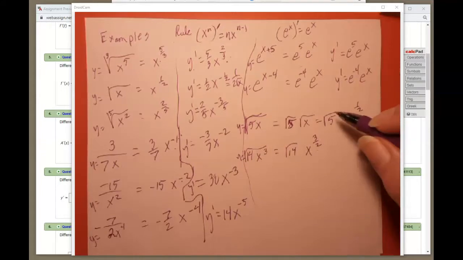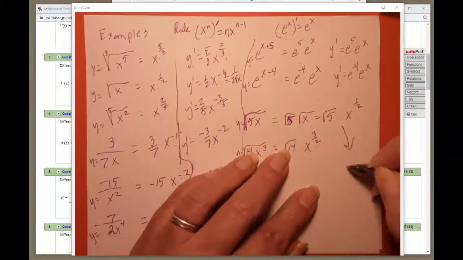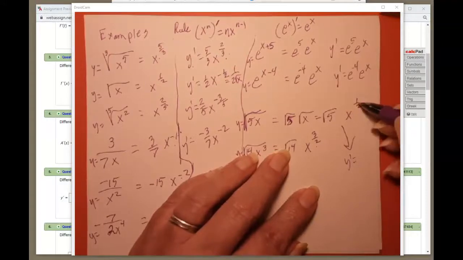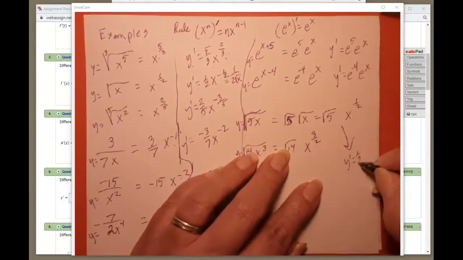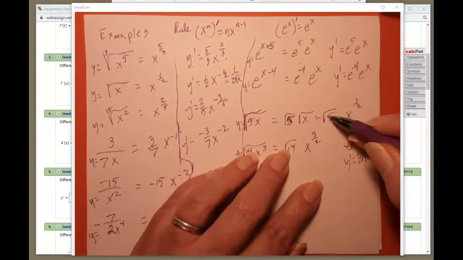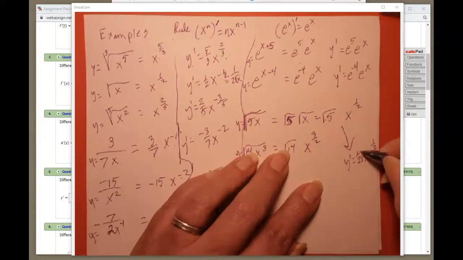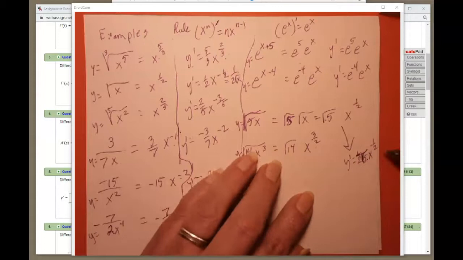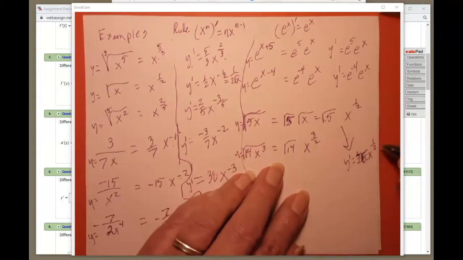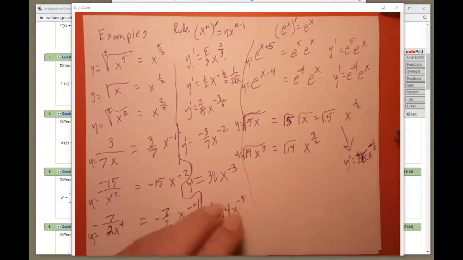On this one, I'll put it down here, y prime is equal to 1/2 times the square root of 5, x to the -1/2. So square root of 5 is just a constant, so I need the derivative of this. We generally do multiplying these two, which doesn't simplify, 1/2 times the square root of 5. And the square root of 5 is not in the denominator, be careful with that. And then I'm going to take the power down 1, x to the -1/2.